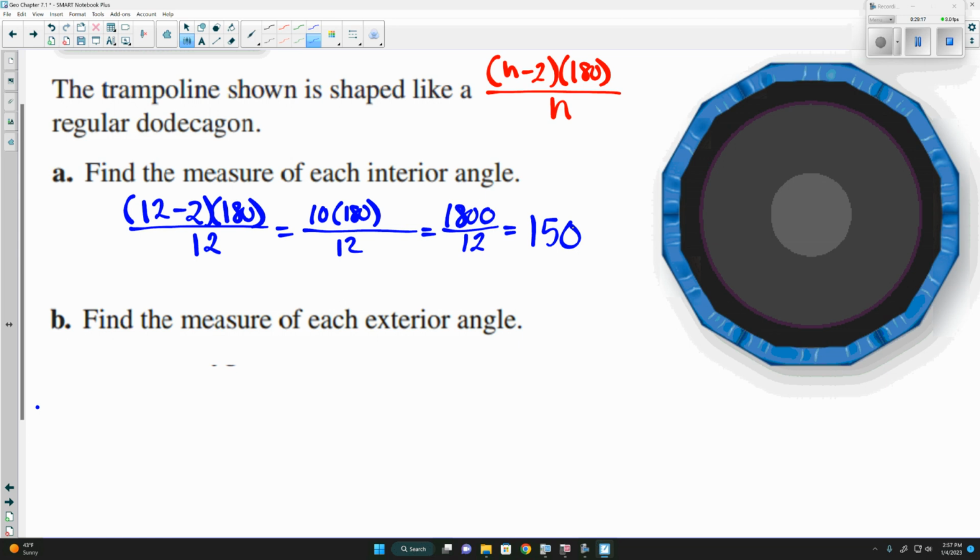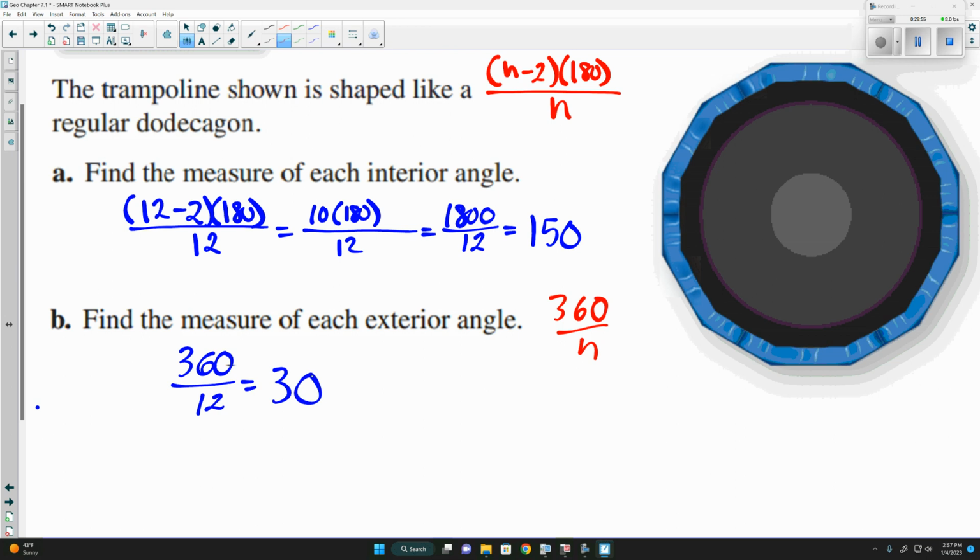Find the measure of the exterior angles. What do you think we're going to do? Yes. So for the exterior angles, the formula is 360 divided by n. And for us here, that'd be 360 divided by 12, which indeed is 30.